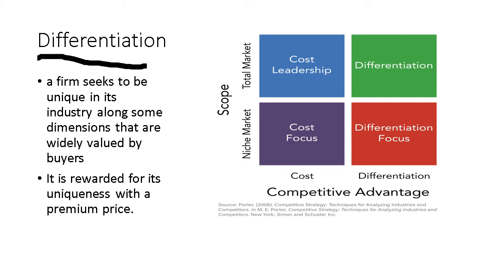All right. Differentiation strategy: you are competing in a large market and your strategy is differentiation. A firm seeks to be unique in its industry along some dimensions that are widely used and valued by customers. It is rewarded for its uniqueness with a premium price. Take for example, iPhone. iPhone is very unique because it is an iOS and it is not an Android phone.